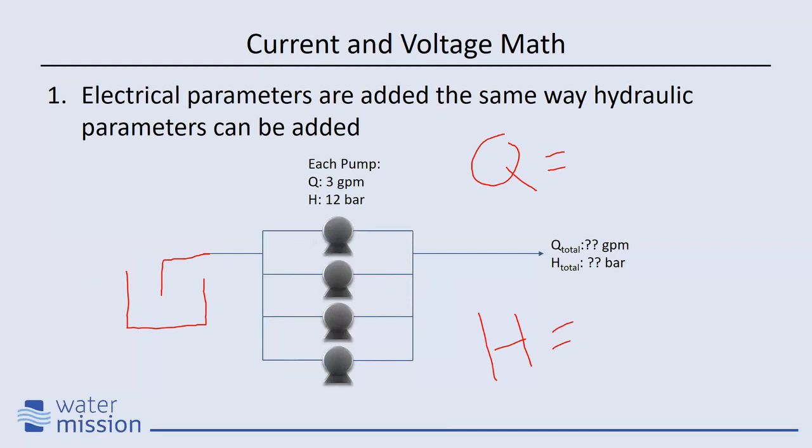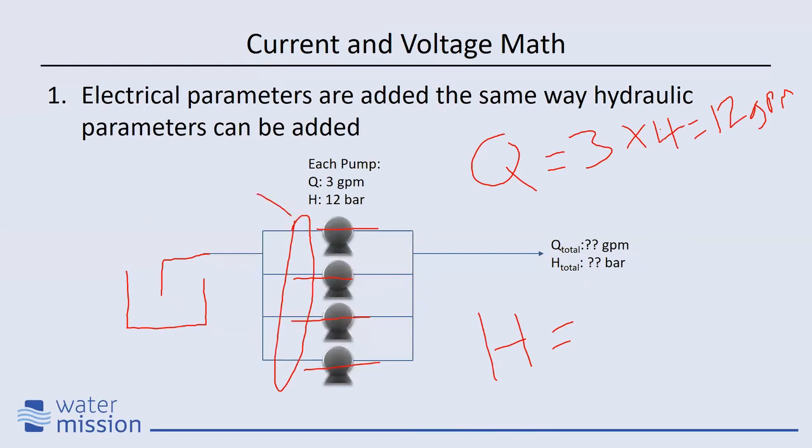So let's talk about flow. If I've got 3 GPM coming through here, 3 through there, 3, 3, I'm going to have 3 gallons per minute times 4 pumps, which is going to give me 12 gallons per minute. Now let's talk about the pressure. Each pump has 0 psi, 0 bar that it's starting from, right? Because it's pulling it in from this tank right here. Each pump is just bringing it over from one side to the other, increasing it to 12 bar. There's no addition of pressure in this system. So it's going to stay 12 bar.